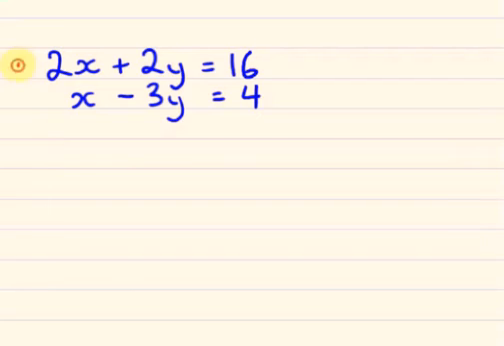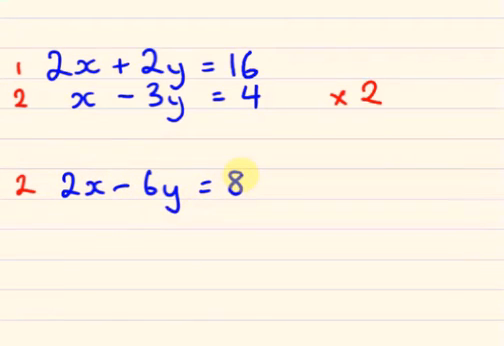So hopefully you've paused the video and you've given it a bit of a go. Let's now solve this. So you might have got, I'm going to mess around with this particular one here, because it's easy just to multiply this entire equation by 2. So for equation 2, what we end up with is the following. Multiplying it by 2, we end up with 2x, take away 6y equals 8. And this equation 1 stays the same. So we end up with 2x plus 2y equals 16.